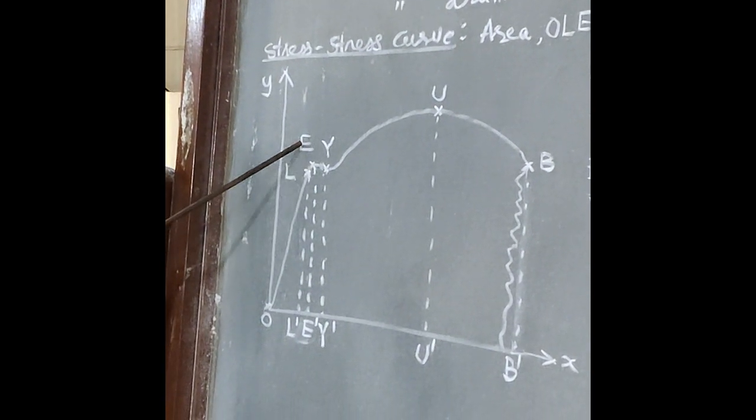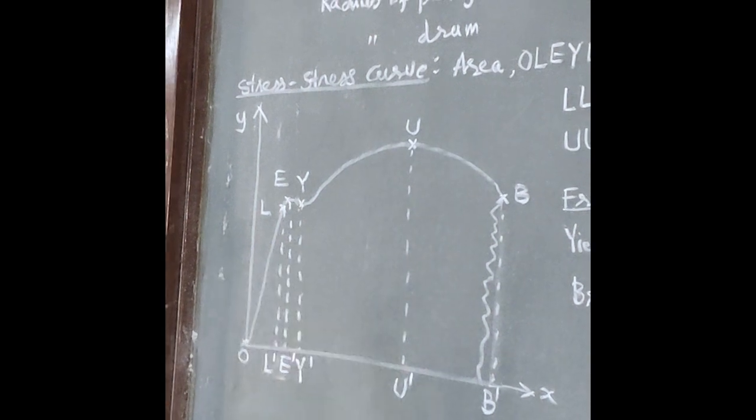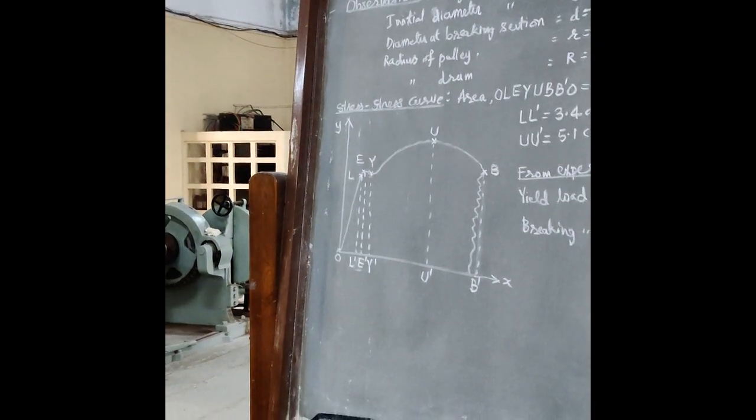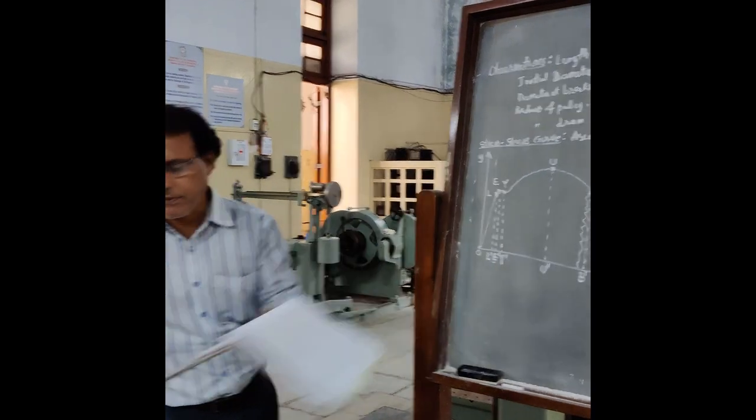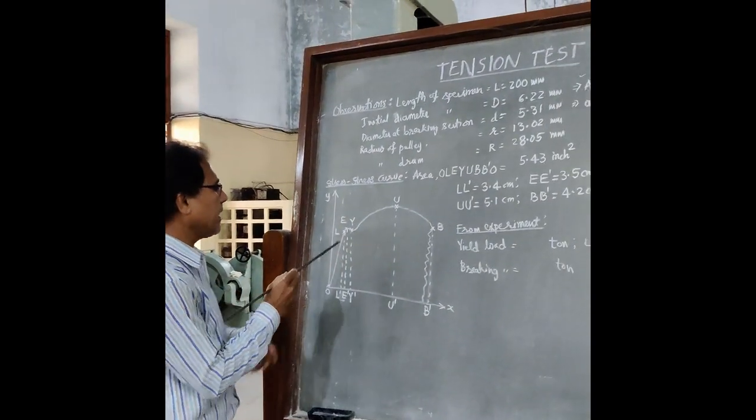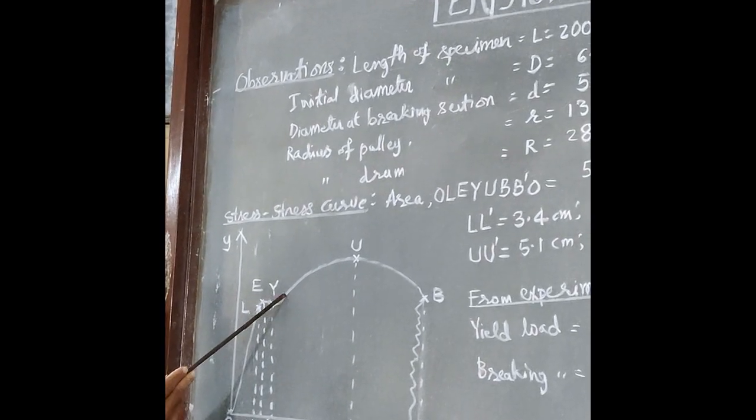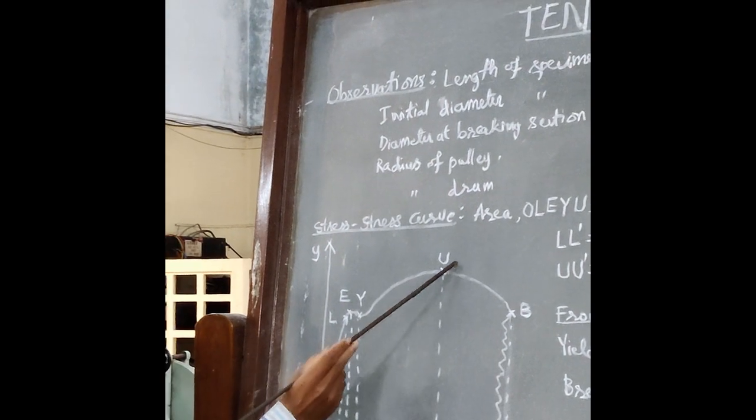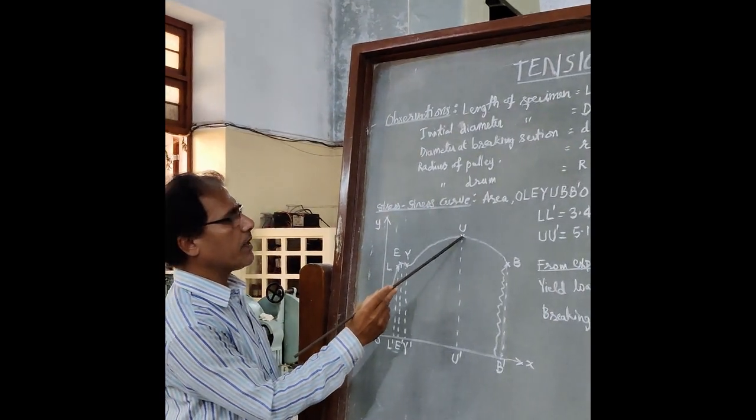even sometimes this upper yield and lower yield may be there, may not be there. However, in our plot, we do have both of these. In some specimens that may be there or may not be there. That is a specimen characteristic. Therefore, once I get this upper yield, Y, then further incrementing the load, now we'll get the ultimate point U.